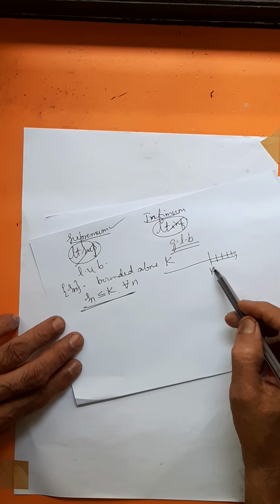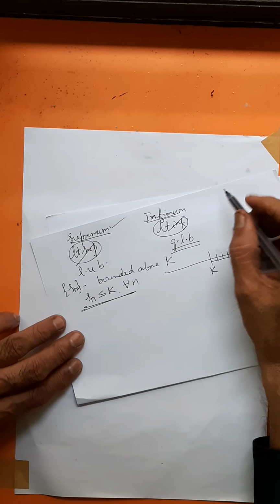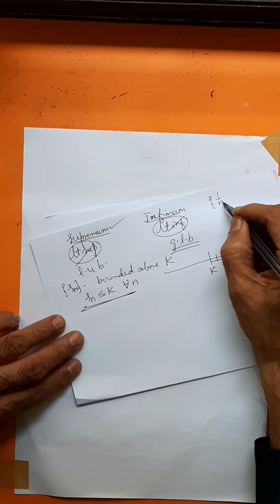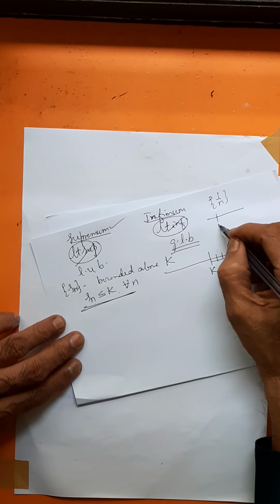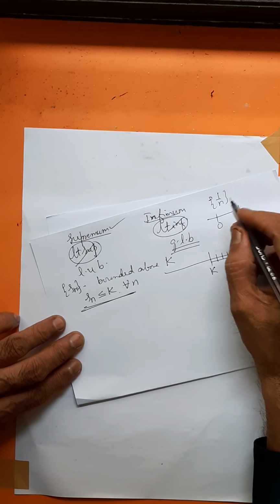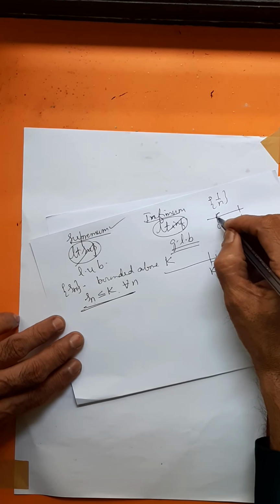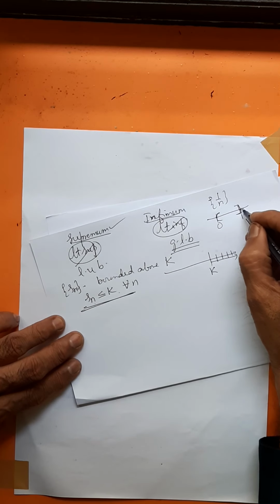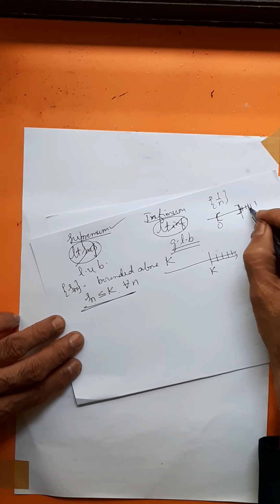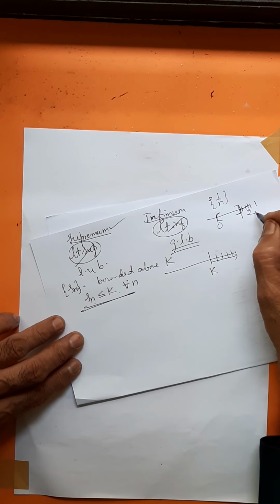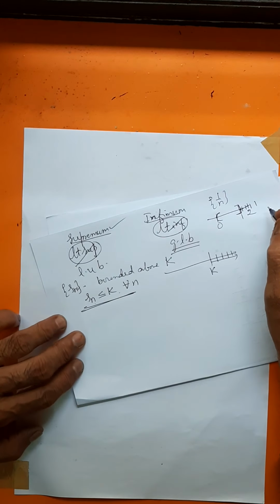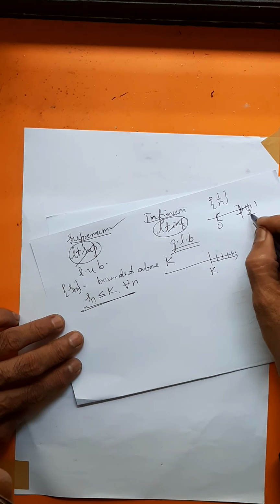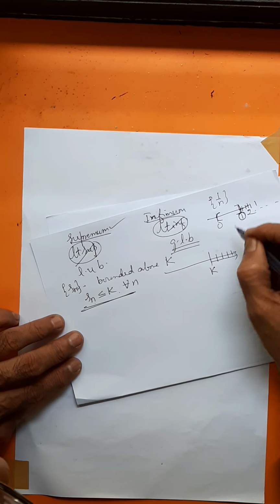Any value greater than k is also an upper bound. Okay, for your sequence 1 by n, all the terms are between 0 and 1. Here 0 is a lower bound and 1 is an upper bound. Any value to the right of 1 is also an upper bound. 1.5 is an upper bound, 1.1 is an upper bound, 2 is an upper bound, 2.1 is an upper bound, etc. Among all the upper bounds, which is the least one?